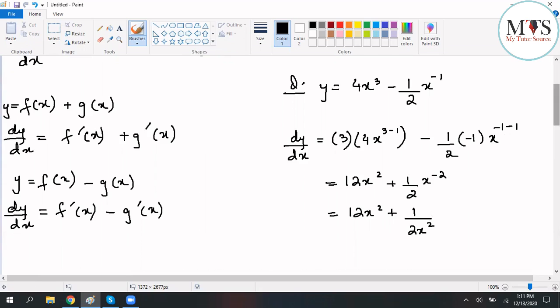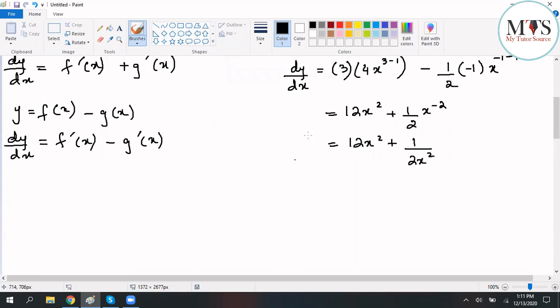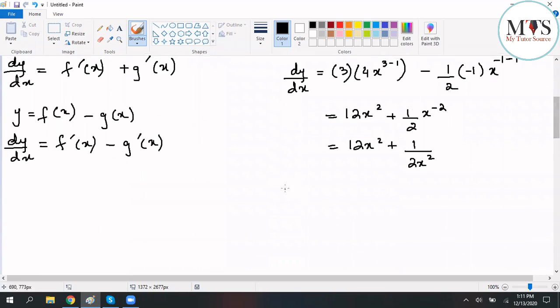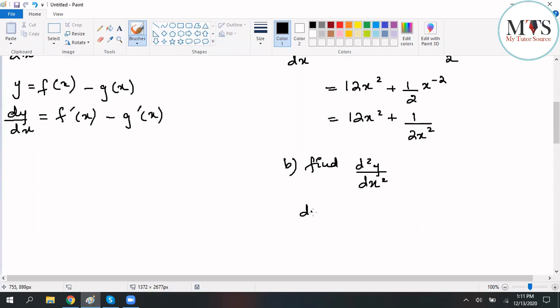Oh, okay. Thank you. Now, if they ask you to find, let's say this was the first part, find the first derivative. Now they're asking find the second derivative. In this case, what we do is we differentiate the first derivative again. So the first derivative is 12x squared plus 1 over 2x squared. How would you differentiate this again?